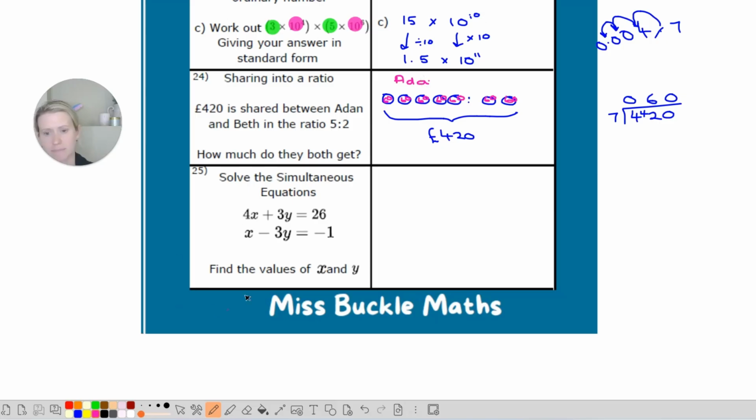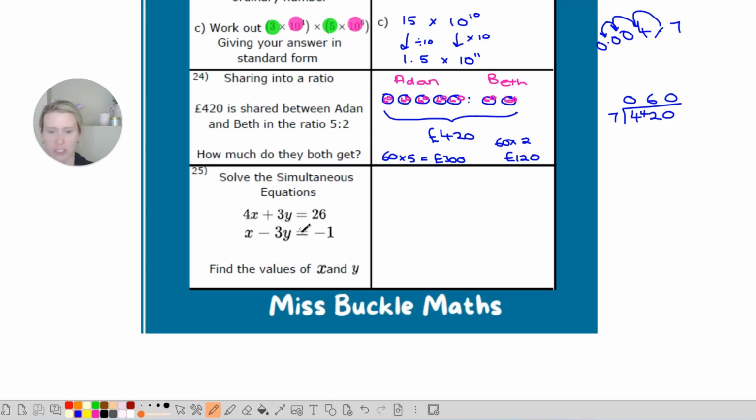So there's Adam and Beth. So let's calculate how much they've got. Adam got £60 5 times. So he has got 60 multiplied by 5, which is £300. And Beth has £60 twice, which is going to give me £120. So how much do they both get? £300 and £120.